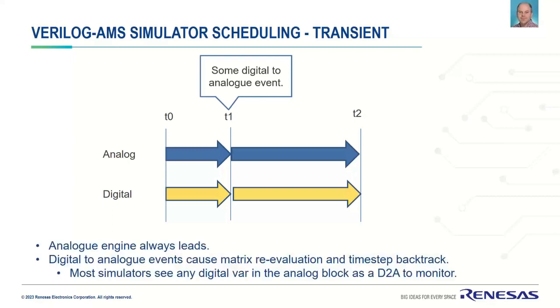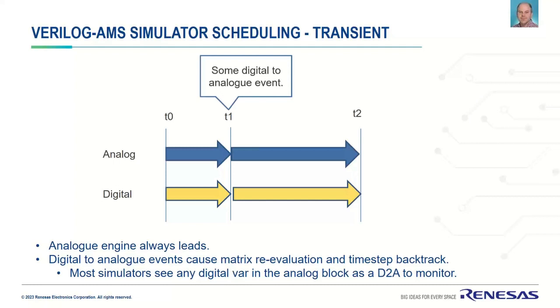So things to take into account: the analog engine always leads. Your digital will never exactly match, although I've got it as T2 there. The T2 in the analog has 32 or 64-bit resolution. Your digital has 1 femto, so it'll snap to the closest 1 femto. Most simulators will monitor any digital signal that goes into the analog and treat that as a digital to analog event.